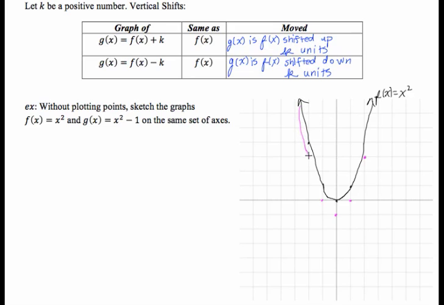So this graph looks about like this. So there's the graph of g of x. It's the same shape as f of x, just shifted down 1. So you don't even have to plot points to graph this function if you know the shape of x squared and you know that the minus 1 tacked onto the end makes it go down 1 unit. Saves you a lot of time in graph sketching.